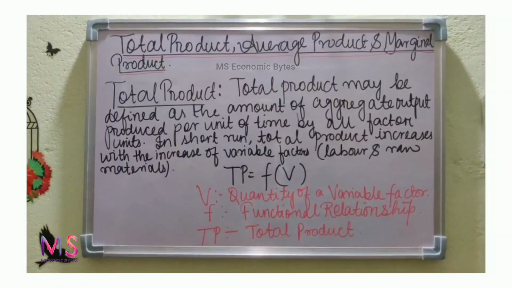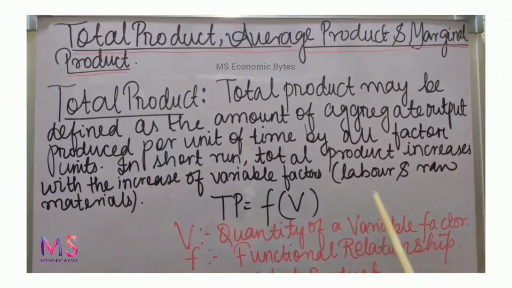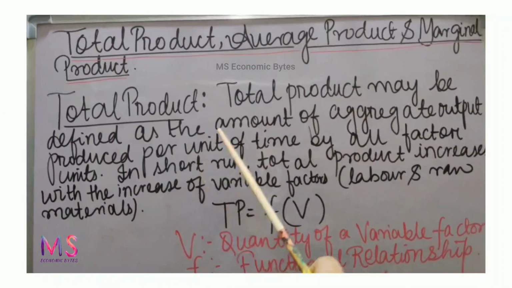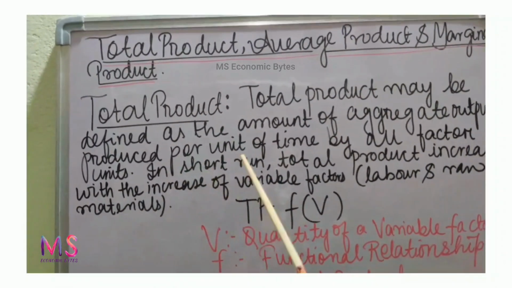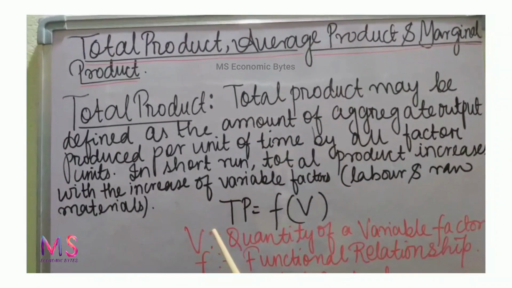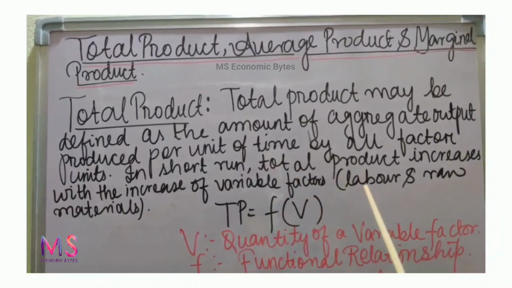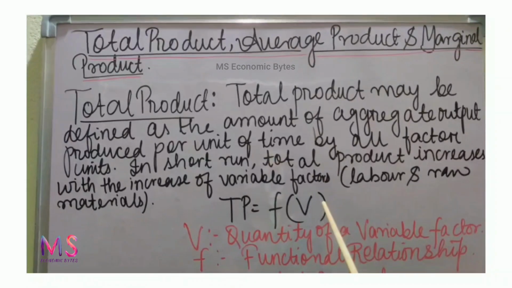So first of all, coming to total product. I have written the definition here. As you can see, total product may be defined as the amount of aggregate output produced per unit of time by all factor units. In the short run, total product increases with the increase of variable factors.